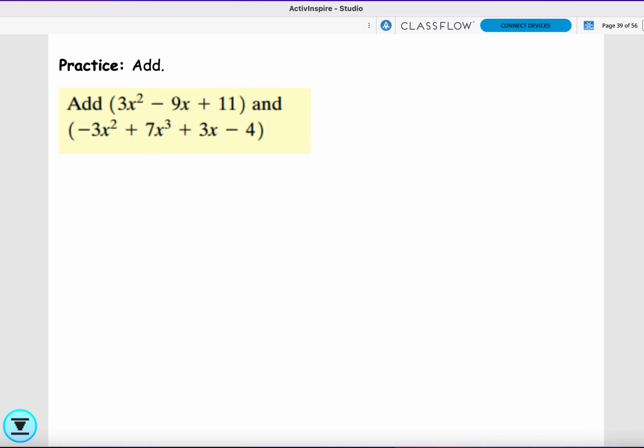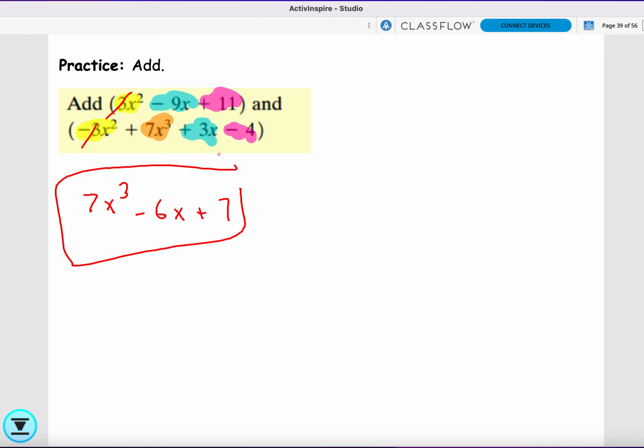Same thing, guys. We're going to add. So highest exponent is the 7x cubed. So nothing to add there. And then we have the x squares. And then we have the x terms. And then we have the constant terms. Combine your like terms. So then we have the 7x cubed. Bring that down. The x squares cancel out. So then we have negative 6x plus 7. And we're done.